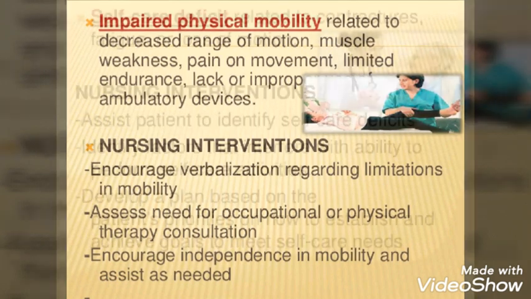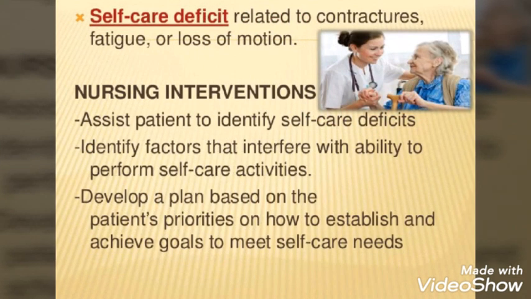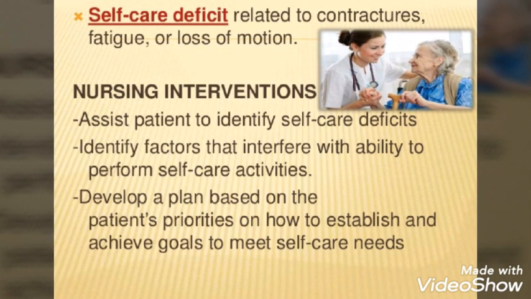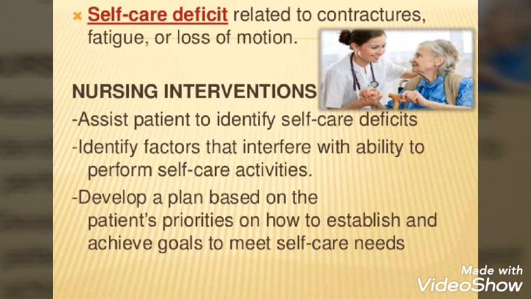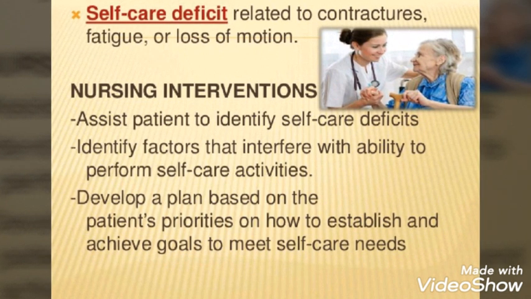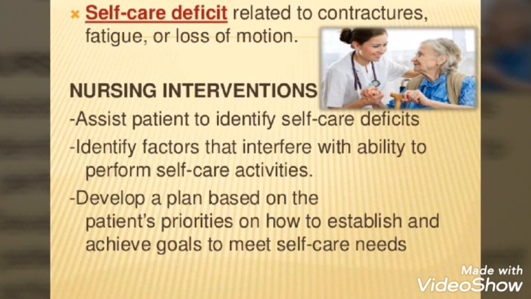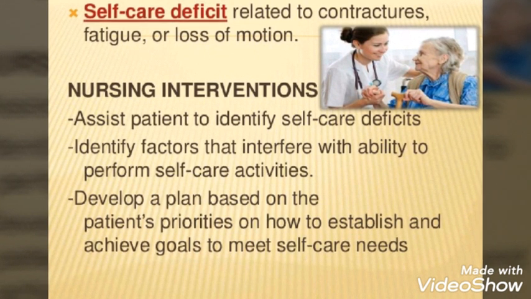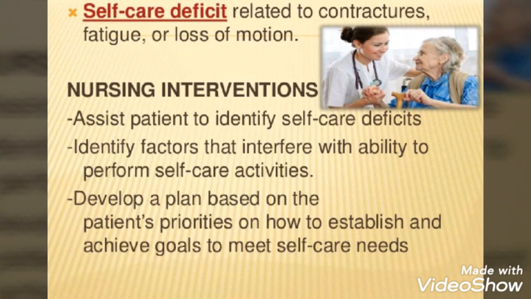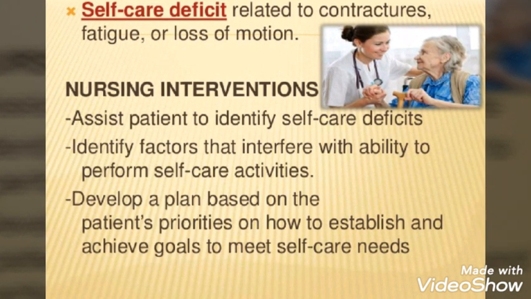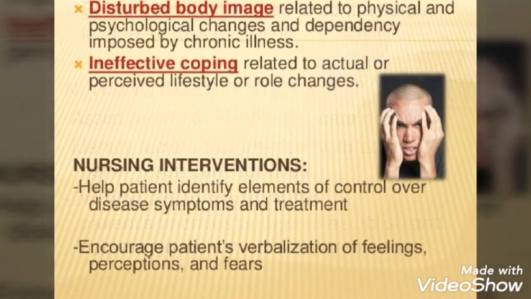The next is self-care deficit related to contractures, fatigue, or loss of motion. For this, nursing interventions can be assist patient to identify self-care deficits, identify factors that interfere with ability to perform self-care activities, then develop a plan based on the patient's priorities on how to establish and achieve goals to meet self-care needs. So these are the interventions you will be planning. Then you can go for the next nursing diagnosis.